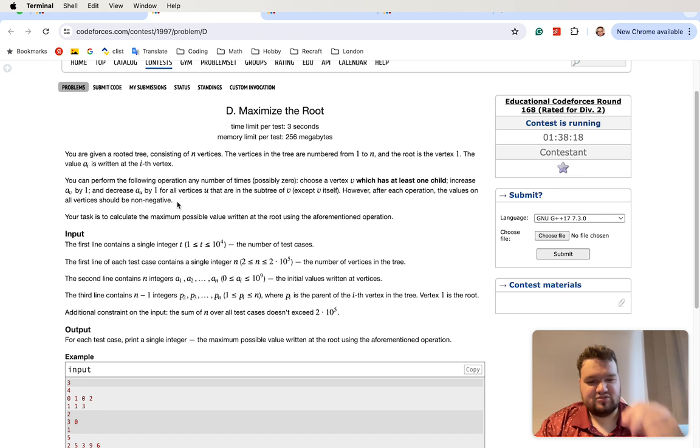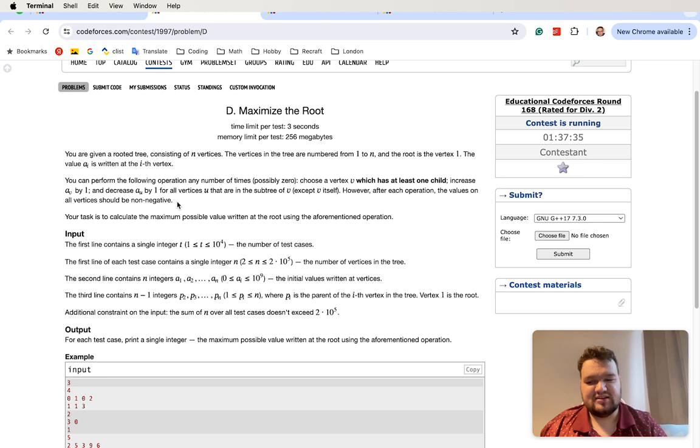And how to do this? Suppose we calculated it for all the sons. For leaves, it's just the initial value because we can't do any operations in the leaves. Then look at the vertex. Suppose we calculated for all the sons. So we know the values, the maximum possible value of the minimum in all those subtrees, and we have some number in the root. Now we can choose some number k and increase the value in the root by k while decreasing all of those other lower values by k.